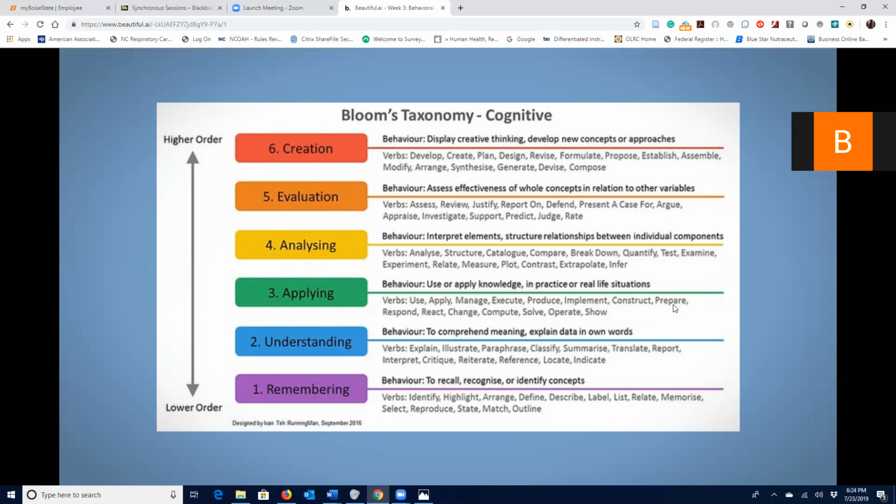Now, from the cognitive standpoint, this scale gives you the verbs to use, but it's also the behavior you're trying to get them to address. So going to the evaluation process, if you want them to be at the evaluation stage, the behavior that you're seeking is assess effectiveness of whole concepts in relation to other variables. So in the example of mechanical ventilation, we want them to be able to manage the patient on a mechanical ventilator, right?